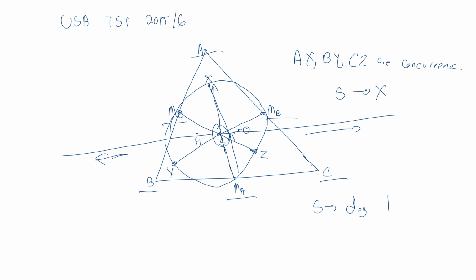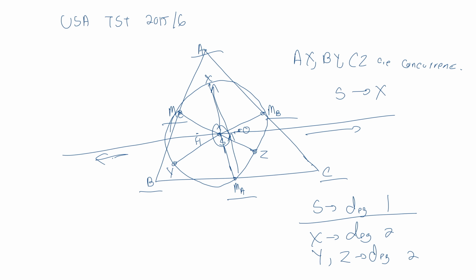So S to X is a perspectivity at MA. And there's a theorem about perspectivities, which is that they preserve degree. So we would say that X has degree 1 as well, since S has degree 1. But one caveat is that when we go from a line to a circle in a perspectivity, we double the degree. And when we go from a circle to a line, we halve the degree. So X would have degree 2 here. And then similarly, Y and Z also have degree 2.